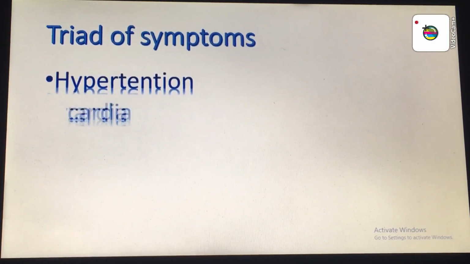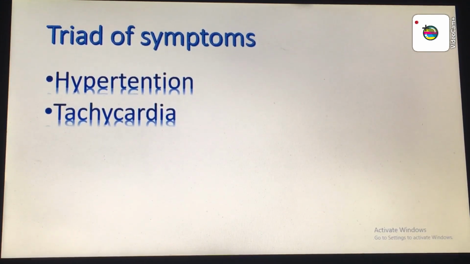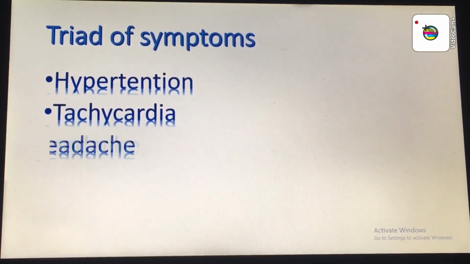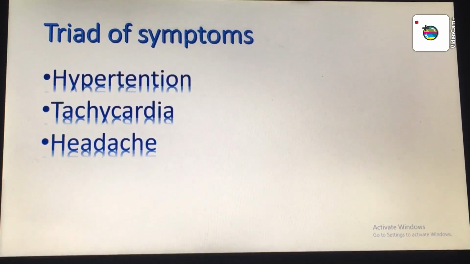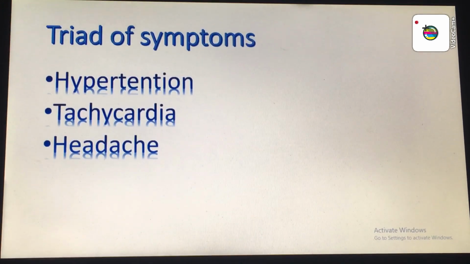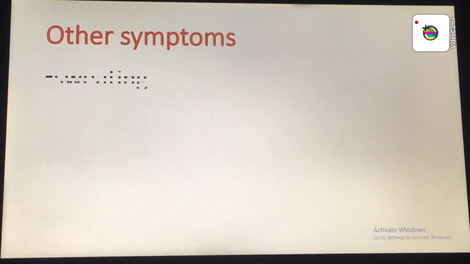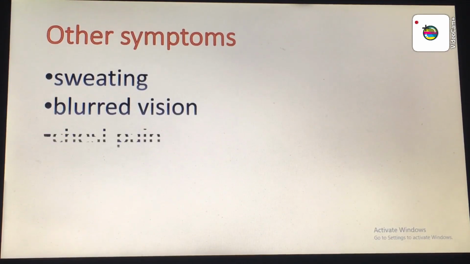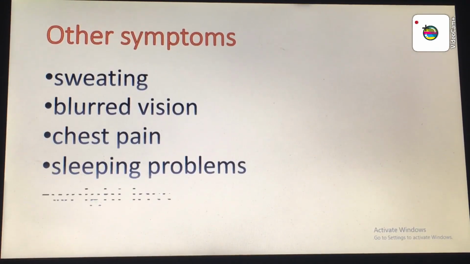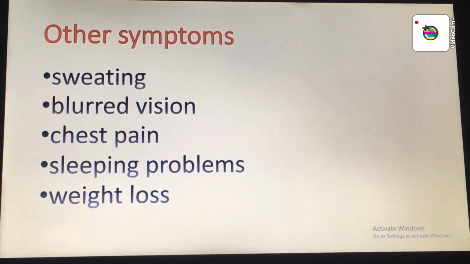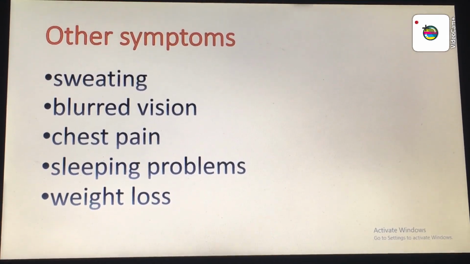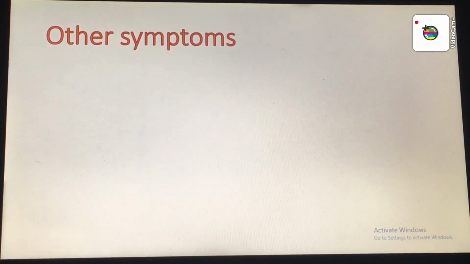The most common symptoms are a triad of symptoms: hypertension, tachycardia, and headache. And hypertension and tachycardia may be fatal. Other clinical symptoms may be sweating, blurred vision, chest pain, sleeping problems, and weight loss. Of course, this is due to the increase in catecholamine secretions.